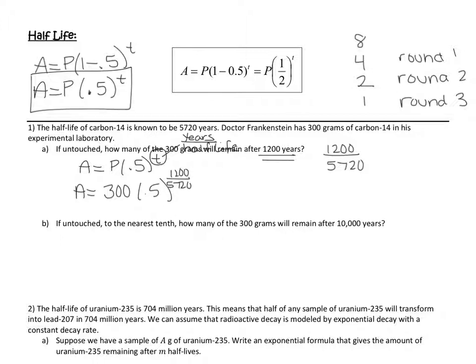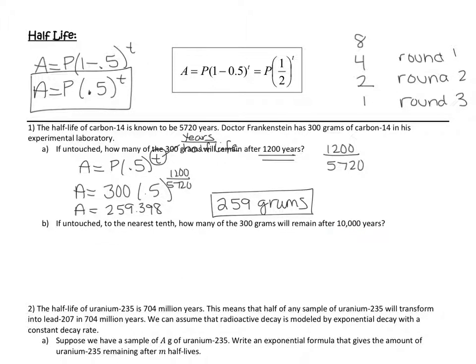And you should get approximately 259.398. So approximately he'll have about 259 grams left, right? Definitely not 150. Okay, now let's look at part B. If untouched to the nearest tenth, how many of the 300 grams will remain after 10,000 years?